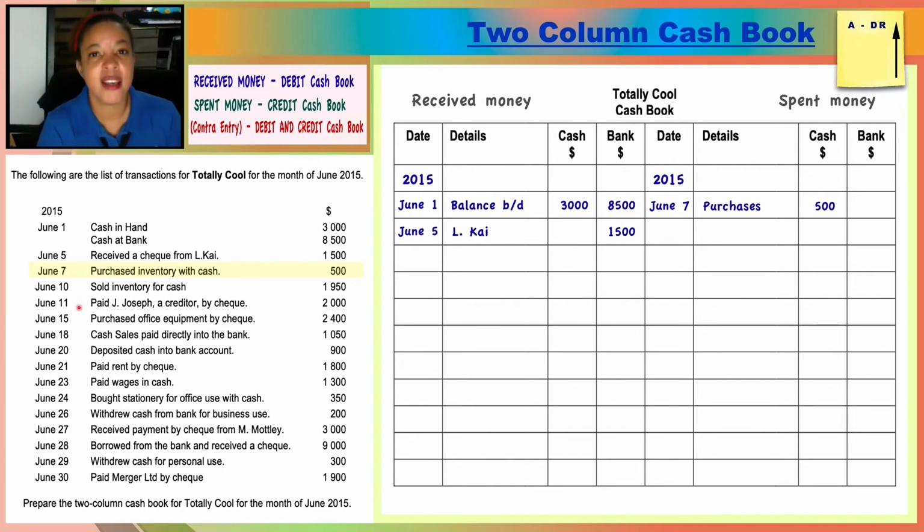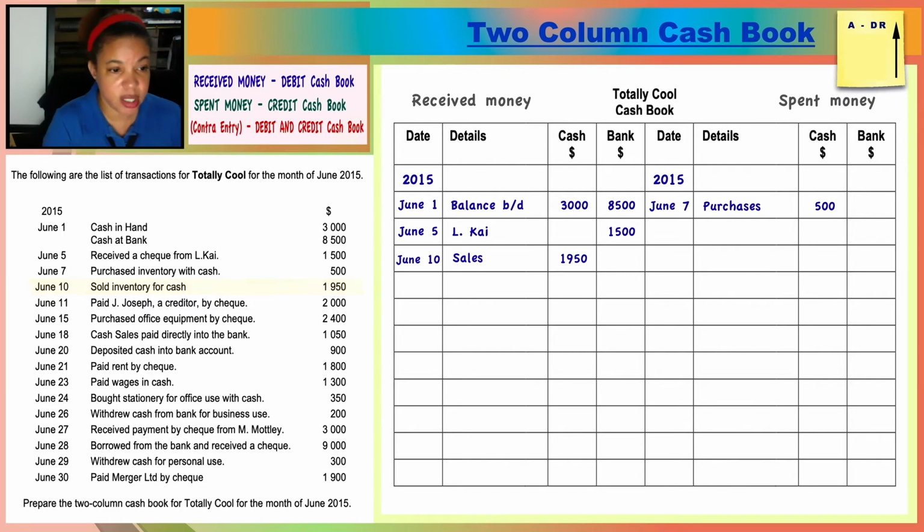Too easy. Next transaction. So we have June the 10th, sold inventory. Sold inventory, the account would be sales. Whenever we sell something, we receive money. So therefore we are on the debit side. So you just put the date, sales is the account, and we received cash for the sale. So you go under the cash column and you put the amount you received, 1,950.